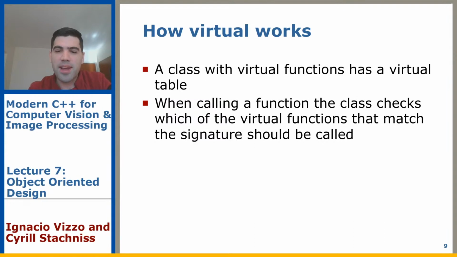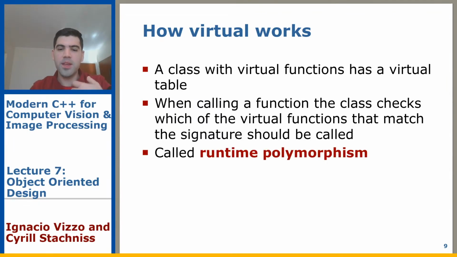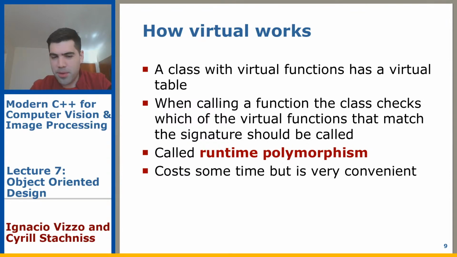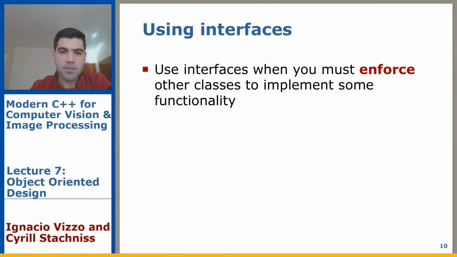And then whenever you call a function, the class will check which of the virtual functions match the signature that should be called. If you have an overriding function within the class, say you have a square and you're calling this function, then you need this from the virtual table. This is what's called runtime polymorphism, and this costs sometimes, but it's very convenient, right?